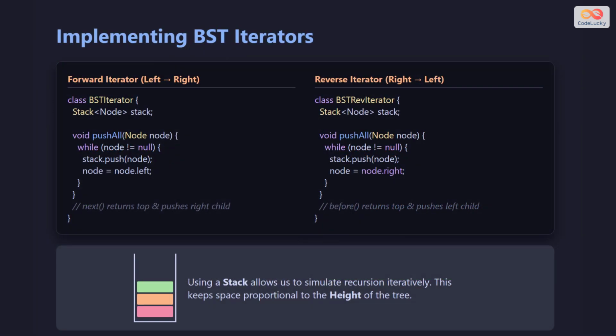We need two iterators. A forward iterator that moves from the smallest to the largest value, and a reverse iterator that moves from largest to smallest. We implement these using a stack. The stack allows us to pause and resume the recursion, giving us the next or previous value one by one. This is crucial for keeping our space complexity low.